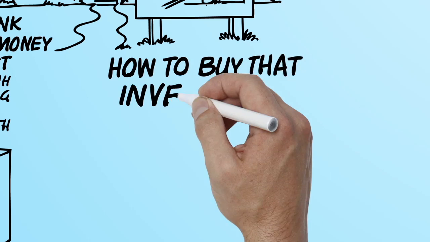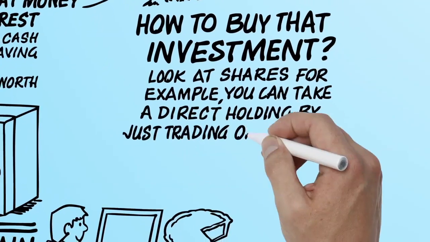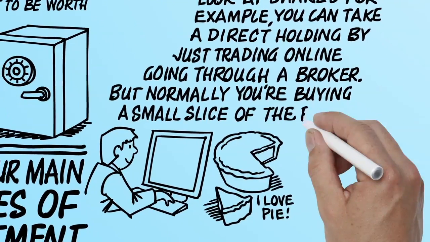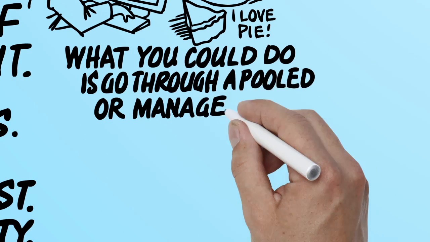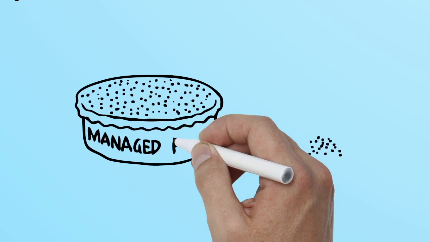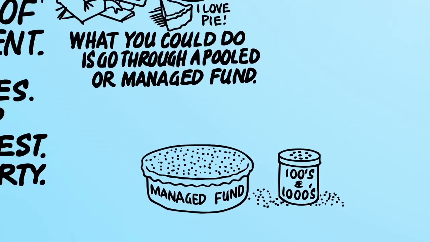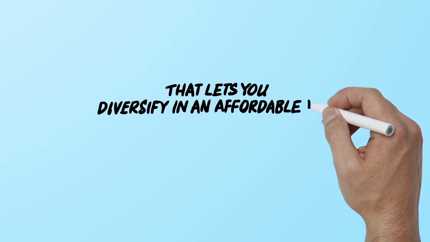Now, how to buy that investment? If you're looking at shares, for example, you can take a direct holding by just trading online or going through a broker. But normally you're buying a small slice of the pie. What you could also do is go through a pooled or managed fund. So, for example, instead of directly buying Qantas shares here, Telstra shares there, you go into a managed fund and they may be able to trade in hundreds of different stocks. That also lets you diversify in an affordable way.